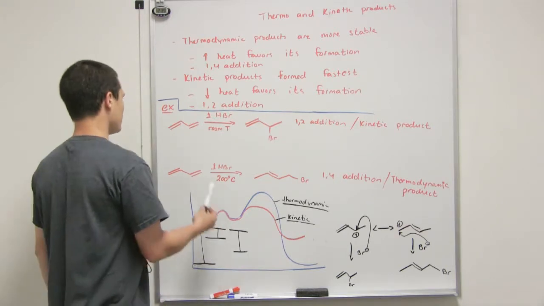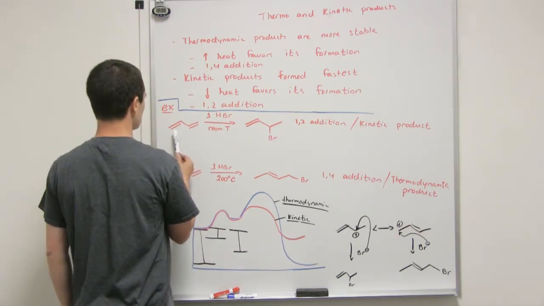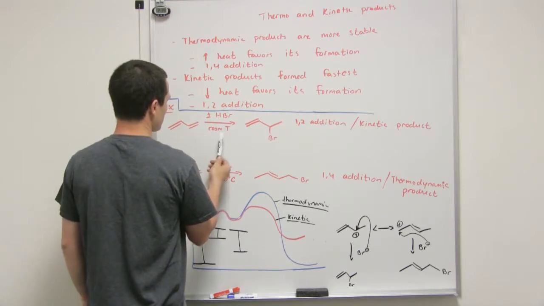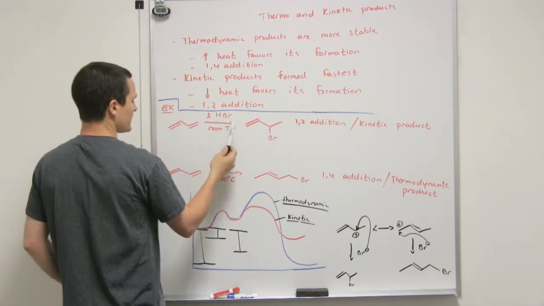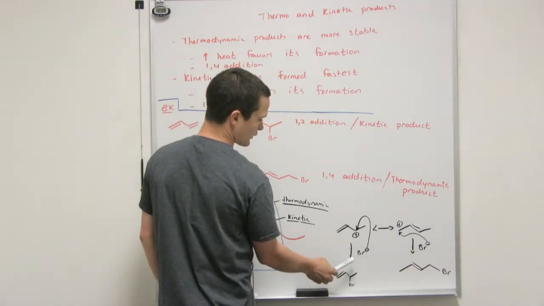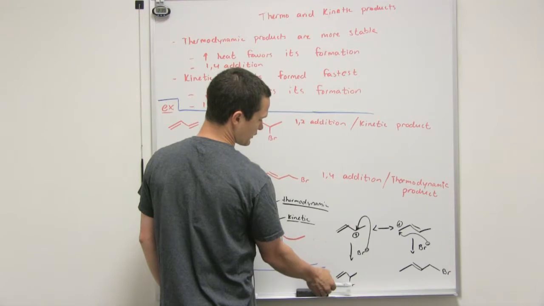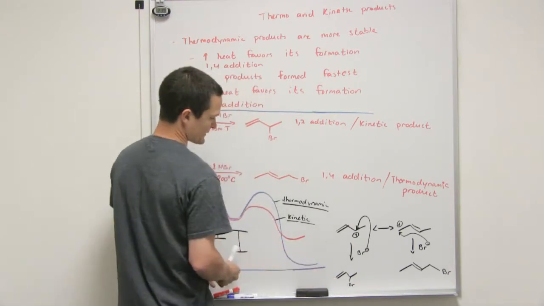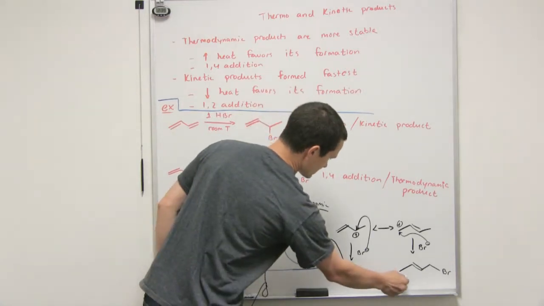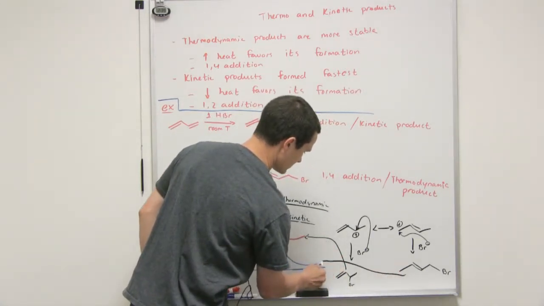So, for example, if we have 1,3-butadiene at room temperature and react with hydrogen bromide, we're going to produce eventually this intermediate here, and it's going to react like so to form this product, and that corresponds to this, and this corresponds to this.